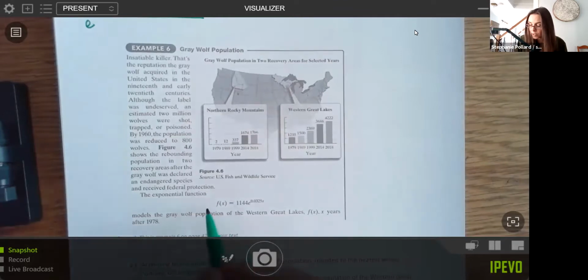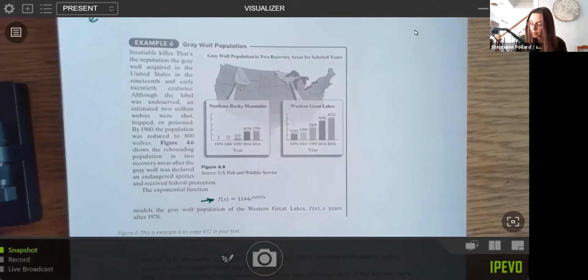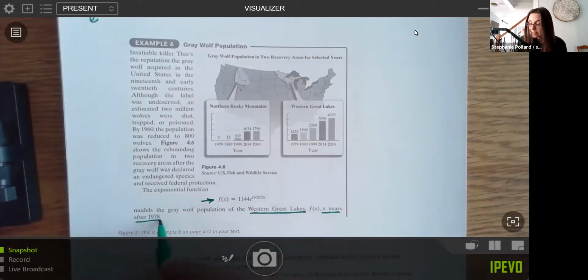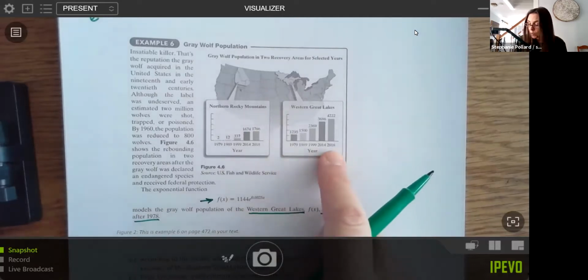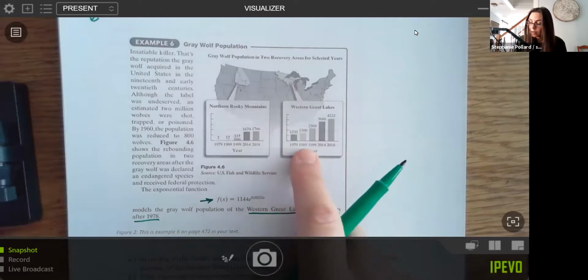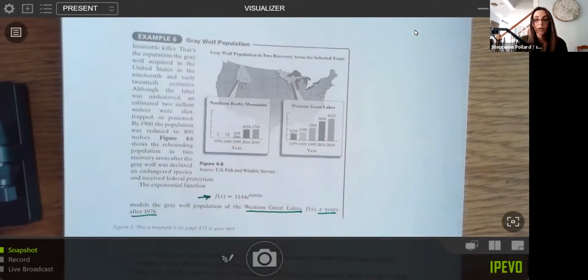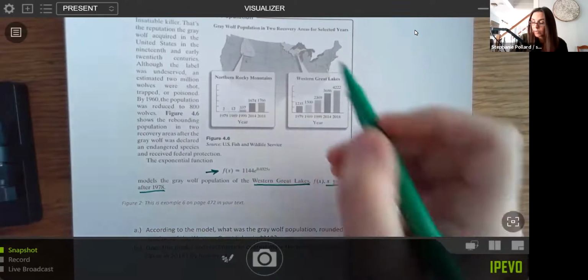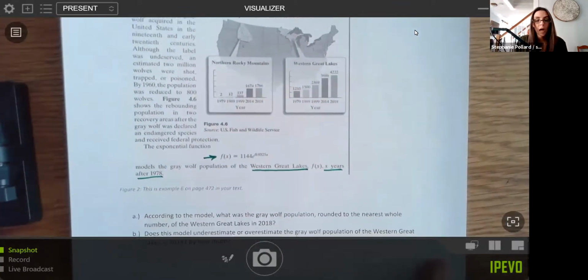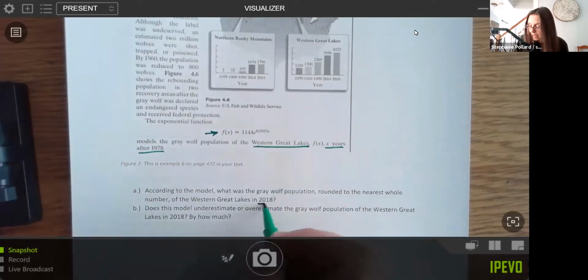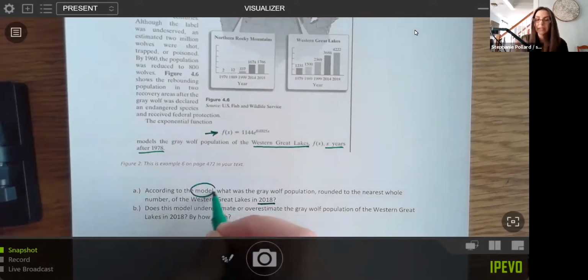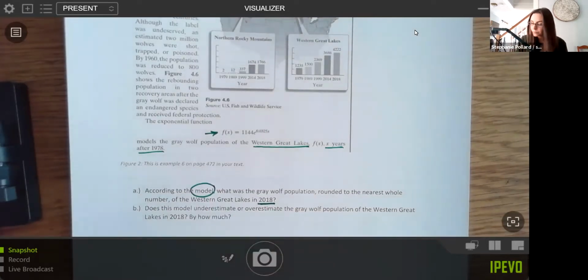The exponential function given right here models the gray wolf population of the western Great Lakes x years after 1978. So our data there starts in 1978 and continues through 2018. Now I don't have data for every year here, but we do have it for 5 different years during that time period. So we're focusing on the western Great Lakes here. According to the model, what was the gray wolf population, rounded to the nearest whole, of the western Great Lakes in 2018? Now, again, we're looking at the model here, which means the equation or the function.